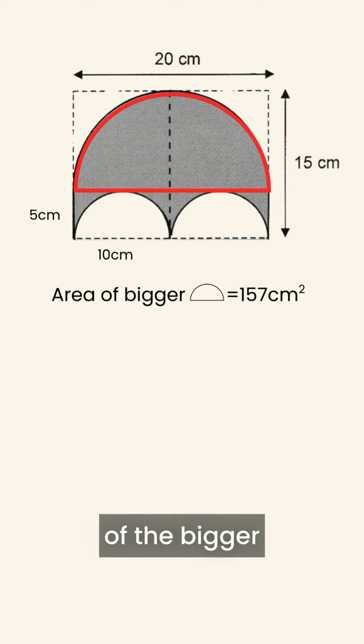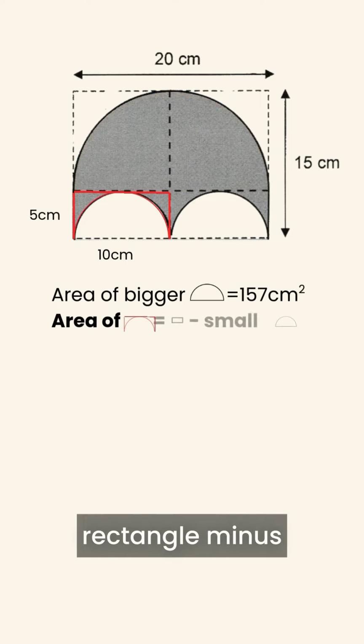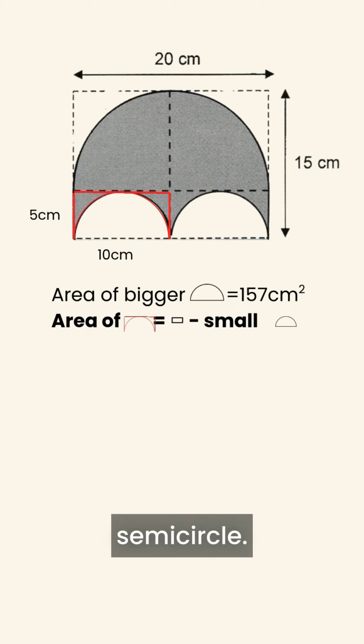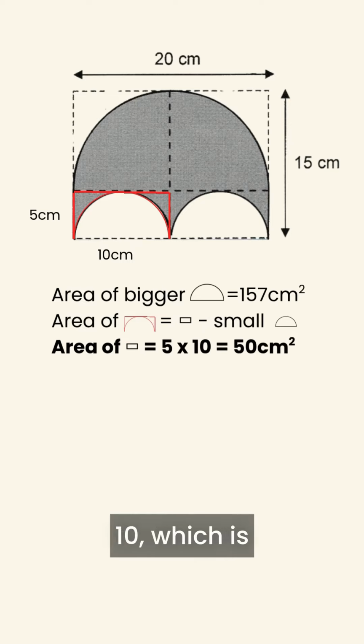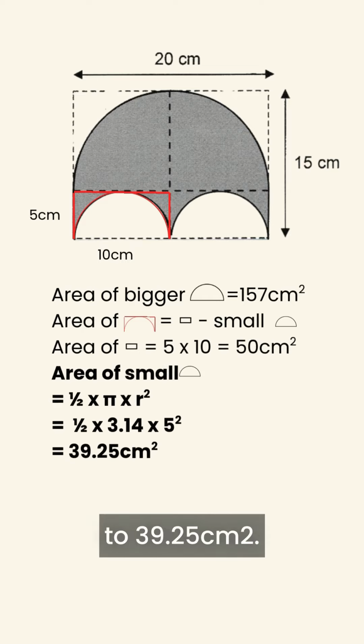Since we know the area of the bigger semicircle, the next thing is we want to get the area of the shaded part below the bigger semicircle, which is basically the rectangle minus the smaller semicircle. And to get the area of the rectangle, it's basically 5 times 10, which is 50 square centimeters. Then the area of the small semicircle is equal to 39.25 square centimeters.